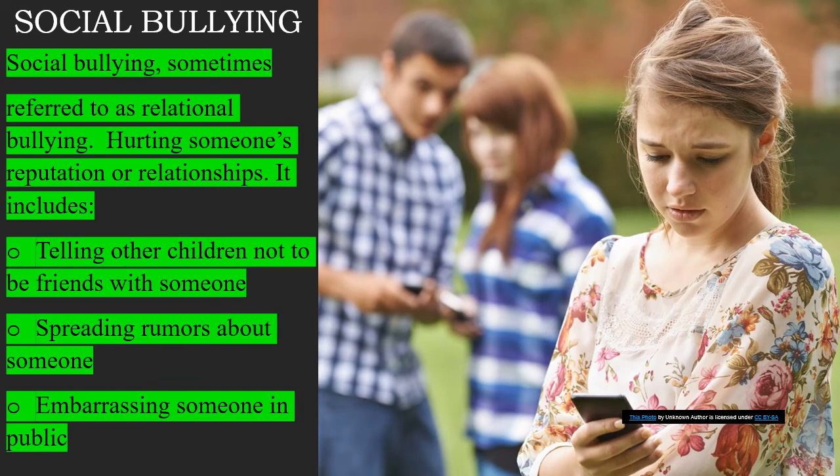Social bullying. Social bullying, sometimes referred to as relational bullying, is hurting someone's reputation or relationships. It includes telling other children not to be friends with someone, spreading rumors about someone, embarrassing someone in public.